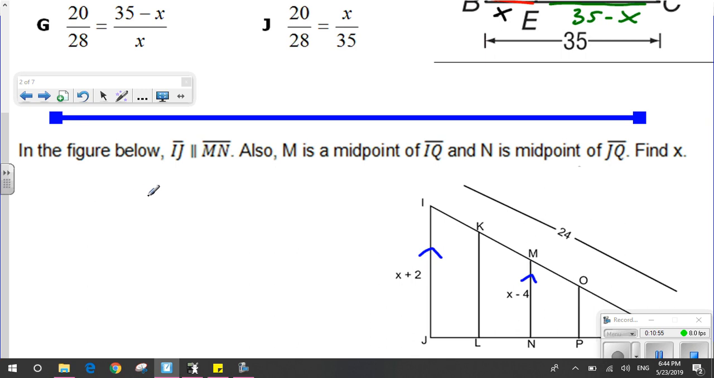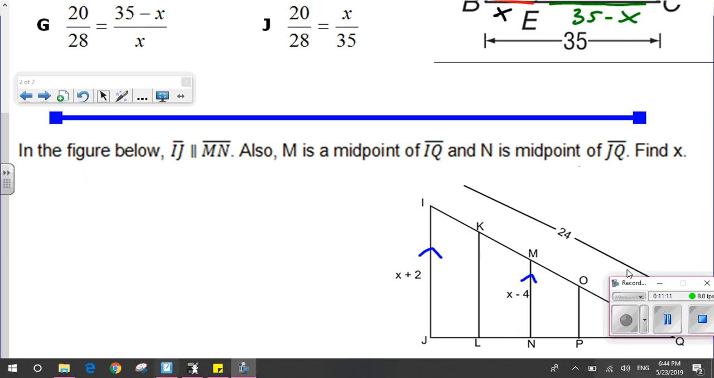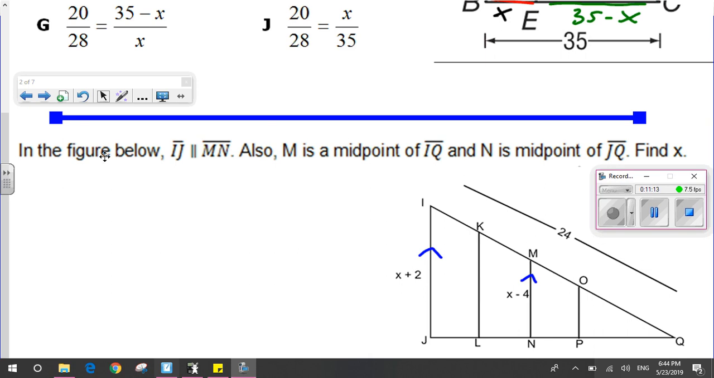On this particular situation though, I would probably want to set it up, separate the triangles. So let's look at the names.